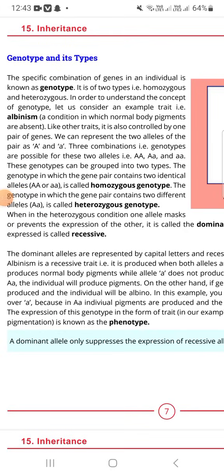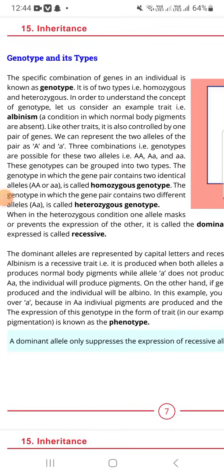The specific combination in an individual is the genotype, and genotype is of two types: homozygous and heterozygous. In order to understand the concept, let's consider the trait albinism, with normal body pigment. We can represent the alleles, and any combination is a genotype, which can be grouped into types of genotype, containing the same or different types of alleles.